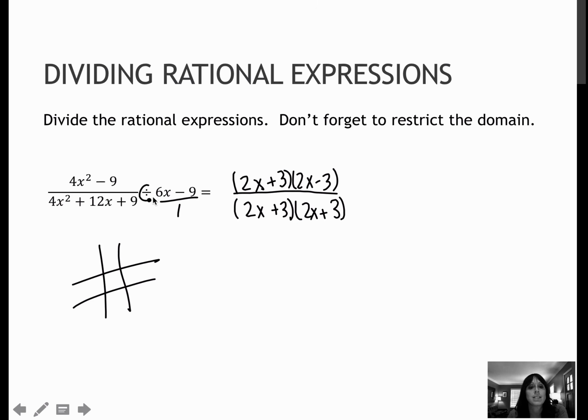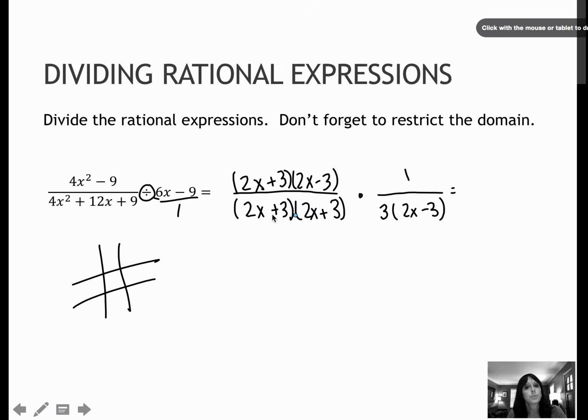Now for the division, I'm going to change it to multiplication, which means 1 over, and then that would reduce to 3, and then 2x minus 3. So I changed division to multiplication. I flipped the fraction upside down. Now I'm going to reduce. I've got a 2x plus 3 on top and on bottom, a 2x minus 3 on top and on bottom. That leaves me with a 1 as a numerator, and my denominator is 3 times the quantity of 2x plus 3.